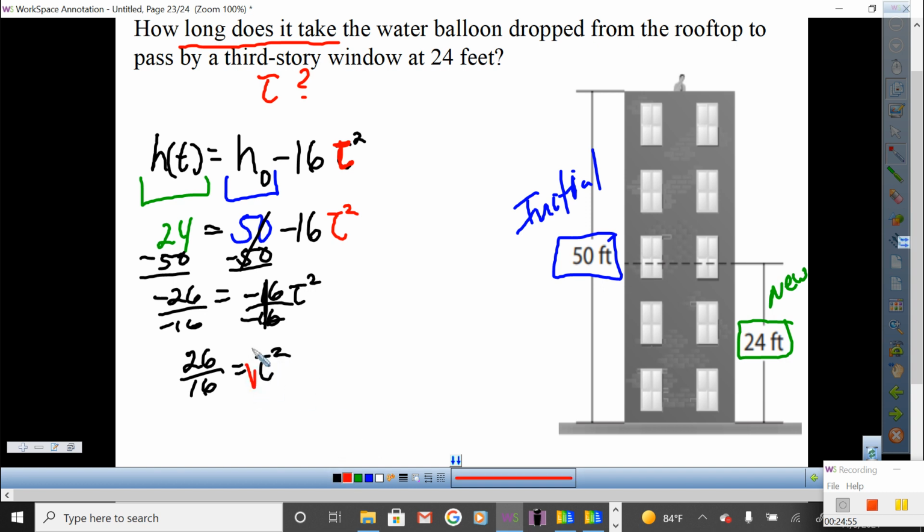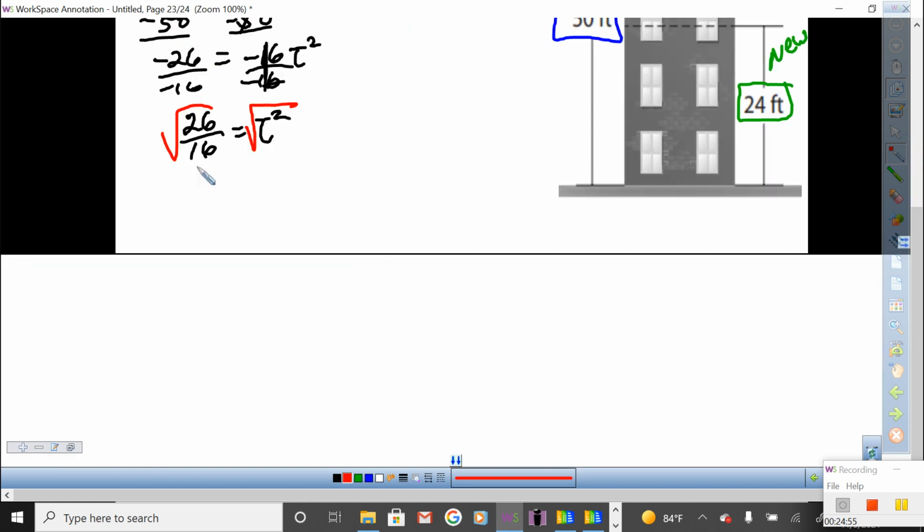Since it's a square root, we take the square root. So we end up with, can we take the square root of 26? No, I just write it as square root of 26. What is square root of 16? 4. Now I'm not going to write plus minus because we're not using the minus, right? It's a distance in time. Equals 2. This cancels this. That's t. Okay.